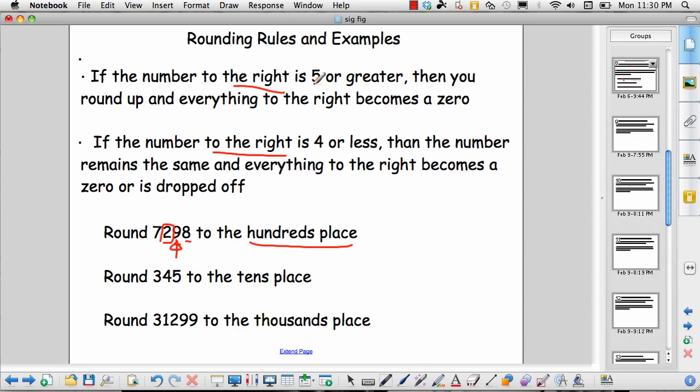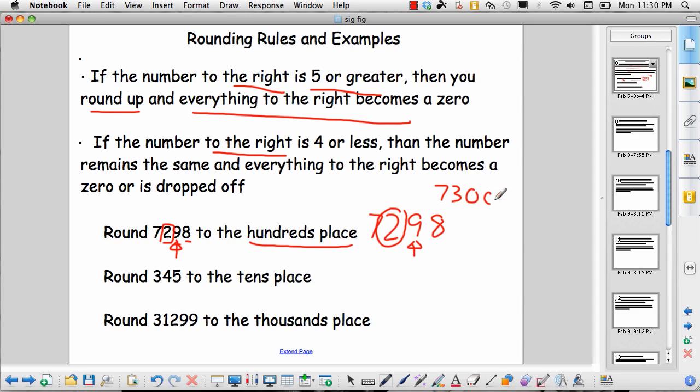Now, this is going to tell us if my number is 5 or greater, I actually want to round that 2 up and everything else will become a 0. Let's just write this off to the side here. 7,298, rounding to the hundredths place, so I'm rounding the 2. The number to the right is a 9, so it's greater than 5. So this 2 is actually going to be rounded up. It's going to go higher. It's going to become a 3. So the 2 becomes a 3, and everything after that becomes a 0. So 7,298 rounded to the hundredths place is 7,300.